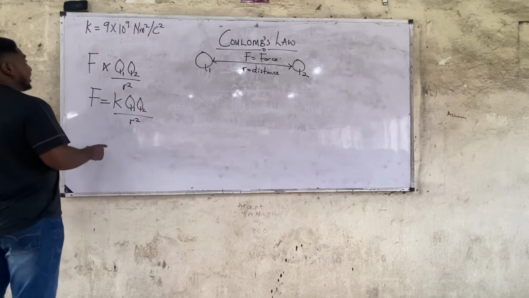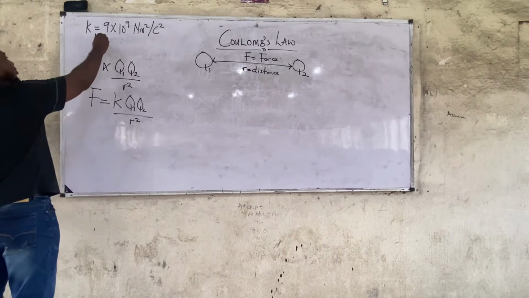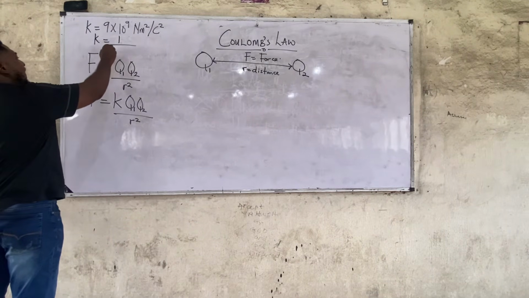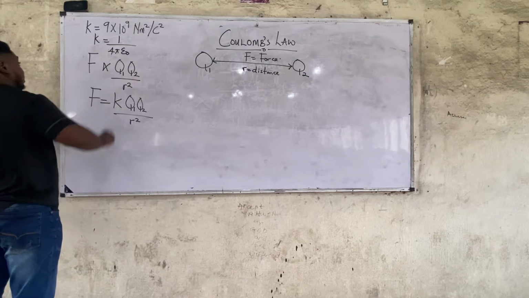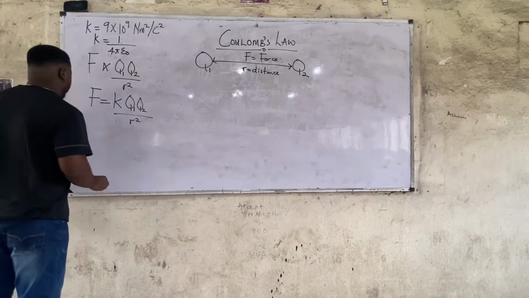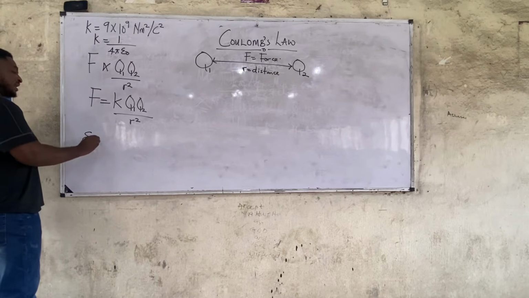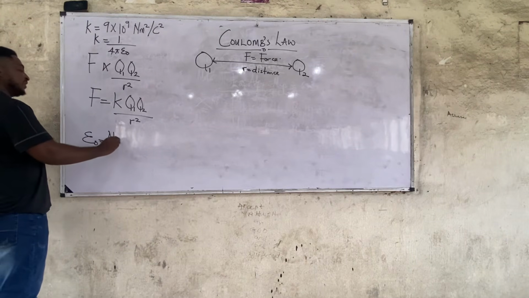Class, if you don't want to use K, the value of K can also be obtained by saying 1 all over 4 pi E naught. Where E naught represents absolute permittivity.